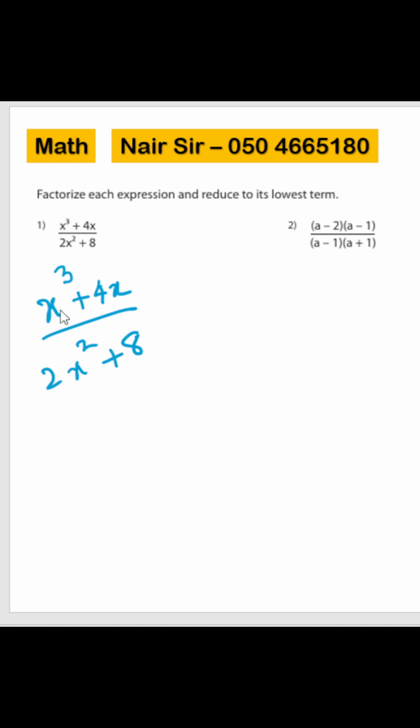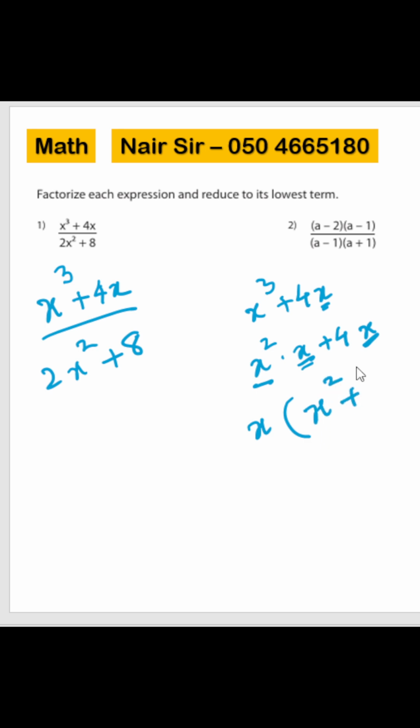What is common in the numerator? I will write it here. I can take x common and write this as x square into x plus 4x. When I take this common, what is left? x square is left, plus x is being taken, so what is left? 4. I will write this as x bracket x square plus 4.